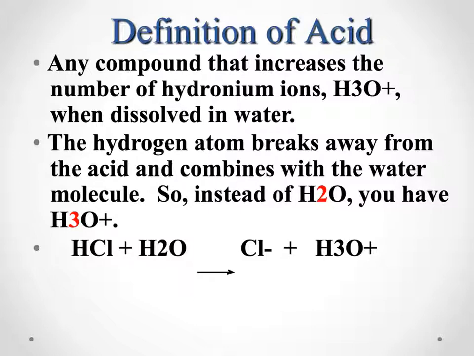All right, it's any compound that when you dissolve it in water increases the number of hydronium ions. Occasionally, we have a shortcut way of writing that, H3O plus. Sometimes you'll see people just write an H plus. It's a shortcut, but what they really mean is it stands for the entire hydronium ion. So any compound that when you dissolve it in water increases the number of hydronium ions is going to be considered to be an acid.